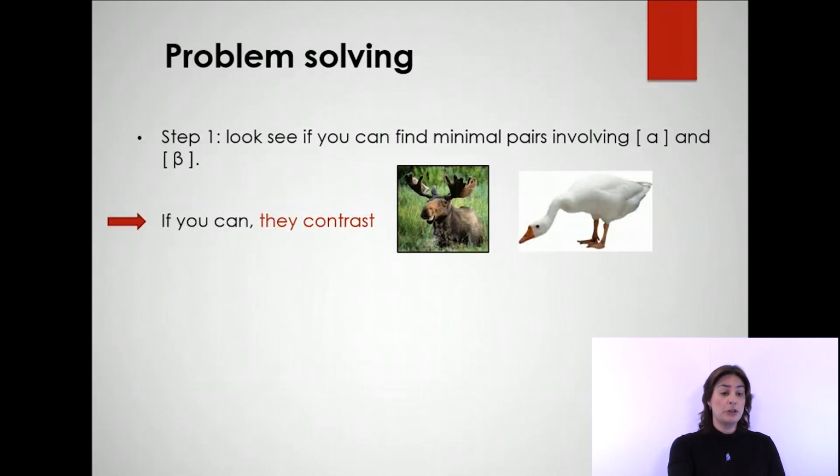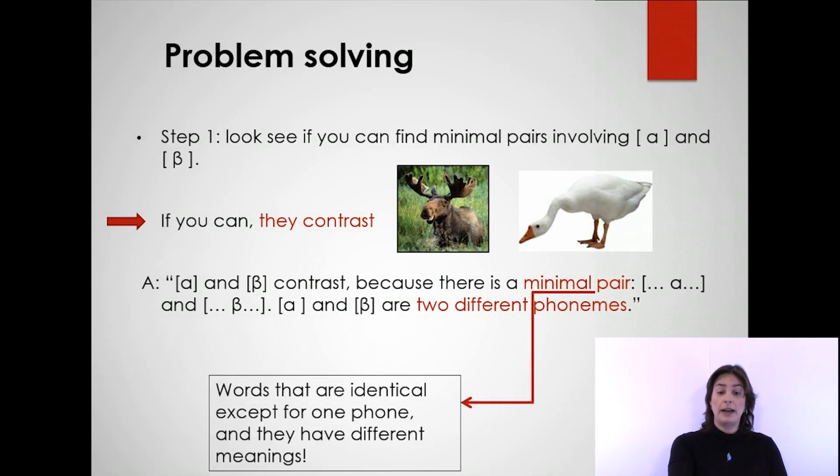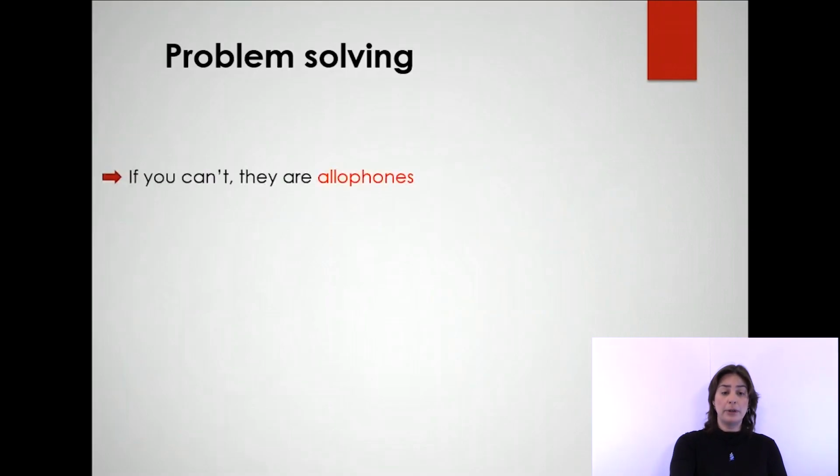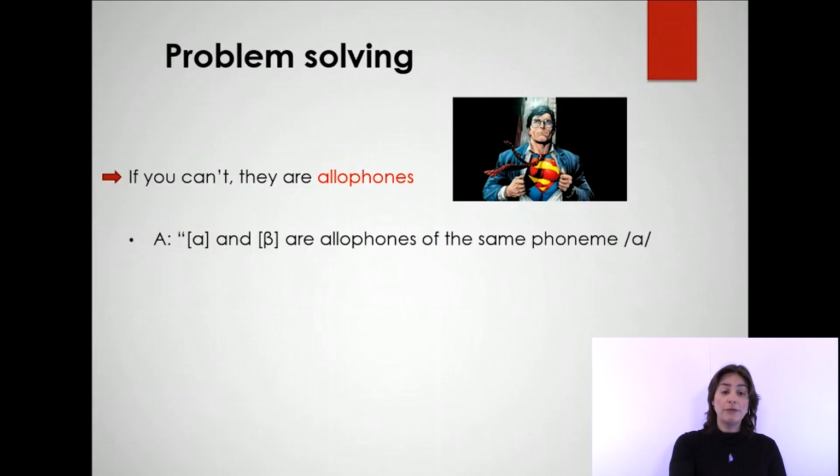And your answer should be something like: alpha and beta contrast, because there is a minimal pair, blah involving alpha and blah involving beta. Alpha and beta are two different phonemes. Remember, a minimal pair is formed by two words that are identical except for one phone, and they have different meanings. If you can't find minimal pairs, they are allophones, a Clark Kent Superman situation. And your answer should be: alpha and beta are allophones of the same phoneme.